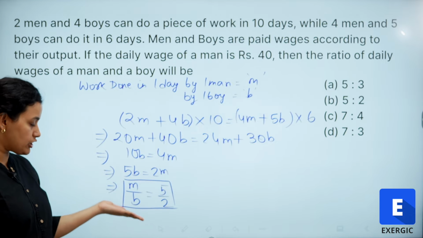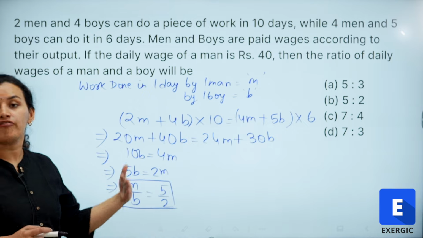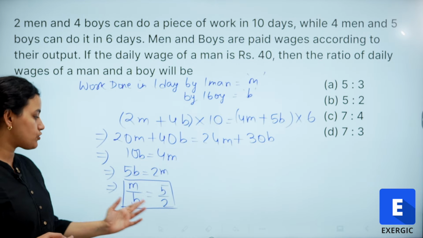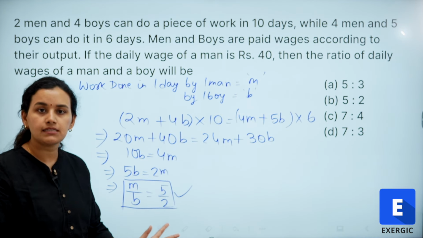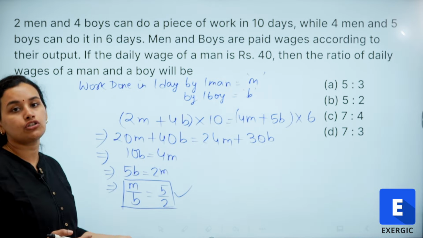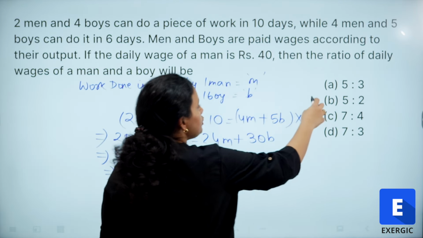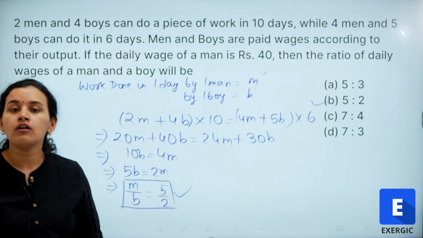So this ratio between the work done by man and boy is going to be equal to the ratio of the wages that is paid to them. So the final answer, or the required answer, is 5:2 itself. There is no need to calculate the wage for the boy as such, because the ratio will remain the same, that is 5:2. So the required answer is option B, or 5:2.